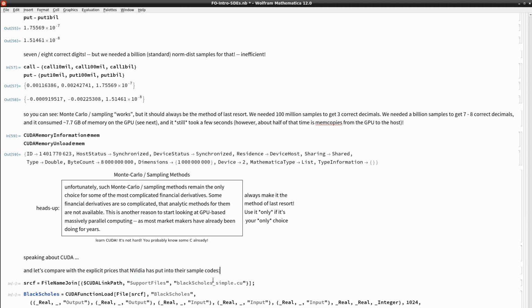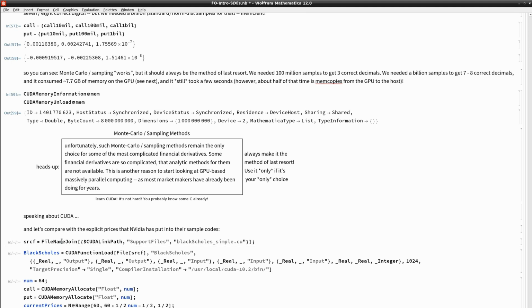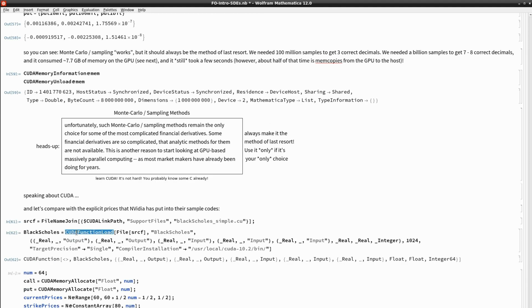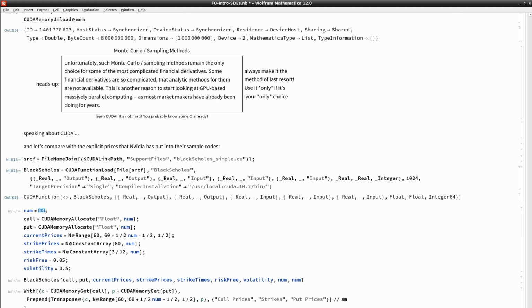But speaking about CUDA, now that we have it, let's compare the explicit prices that NVIDIA has put into their sample codes, because we also have a Black-Scholes CUDA kernel in the support files. So let's load that, and let's define a function for that with CUDA function load so that we can use it in Mathematica. And let's compute 64 options. We're going from 60 in steps of a half all the way to the upper limit. What was it? Something like 85 or so.